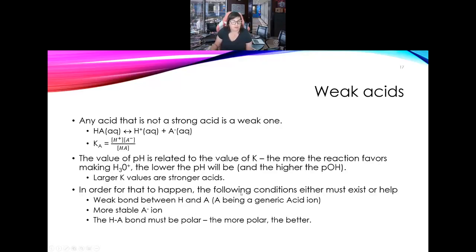In order for that to happen, the following conditions must either exist or help. Weak bonds between H and A means that this goes forward. So if it's easy to pull that H plus off because of the structure, then that's a good indication that it's going to be a strong acid. If A minus is a really good anion on its own, it can hang out and be fine, then that helps that process. It means that it's going to be a stronger acid. And the HA bond must be polar, and the more polar, the better. So the more polar it is, the easier it is to pull that H plus off. Okay.